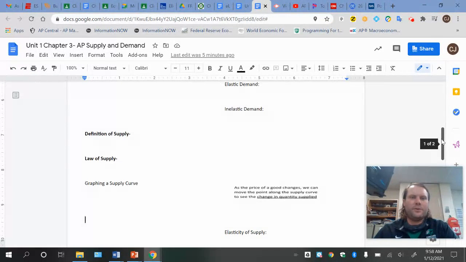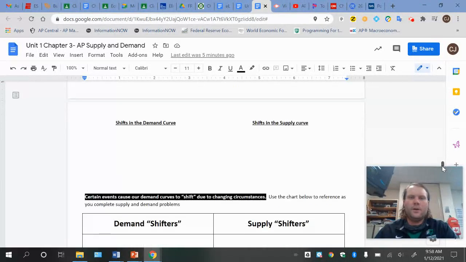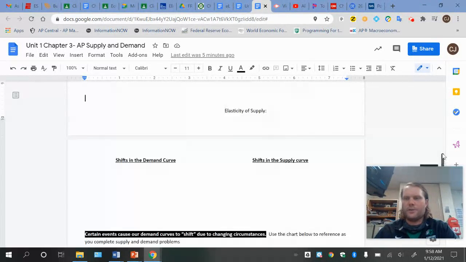Okay, so we're on the definition of supply, where we're going to start. The demand's up there, and we're going to go down to eventually the supply shifters. Okay, so we're going to get through these.